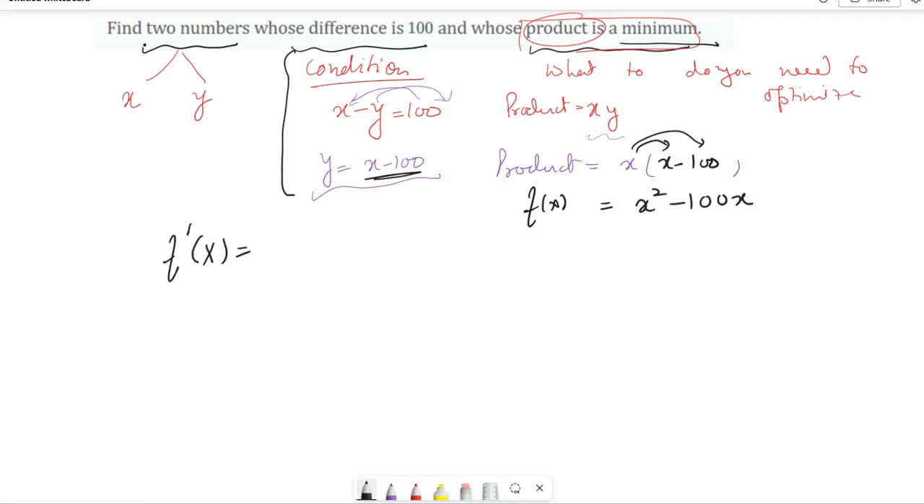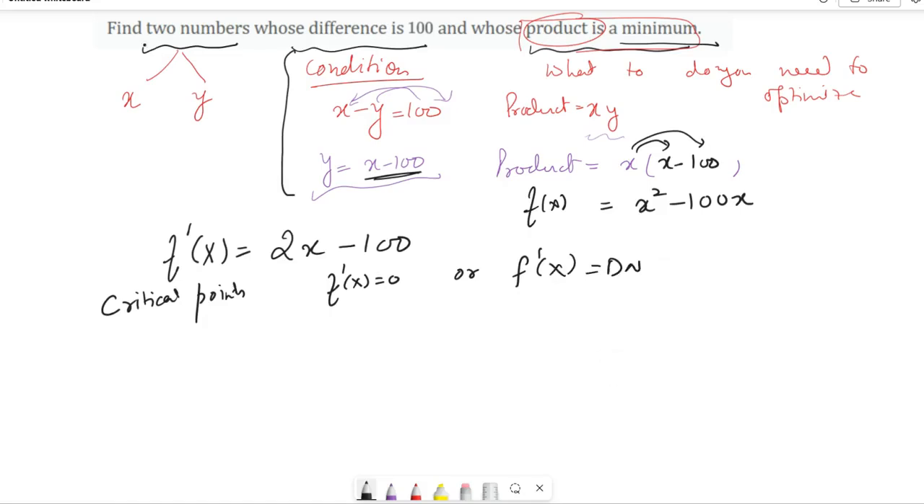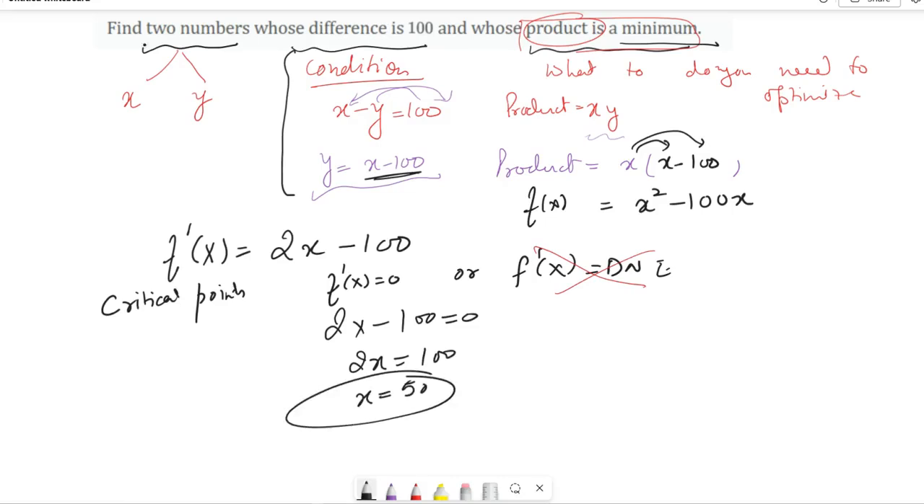We need to find the derivative of this function. The derivative would be 2x minus 100. We need to find critical points. Critical points are when f prime x is 0 or f prime x does not exist. Now, this function is a polynomial, so f prime x always exists, so that's not a problem. We only need to put 2x minus 100 as 0. 2x is 100 and x is 50. So 50 is our critical point.